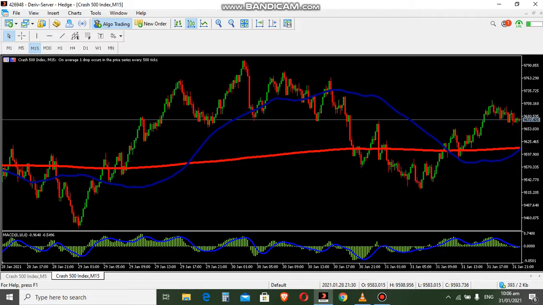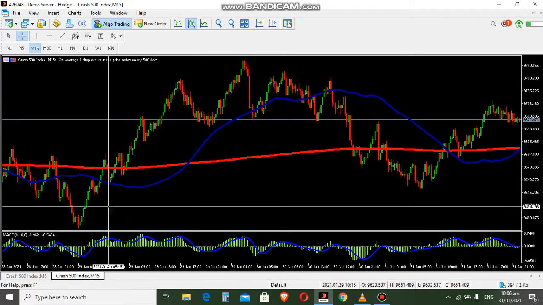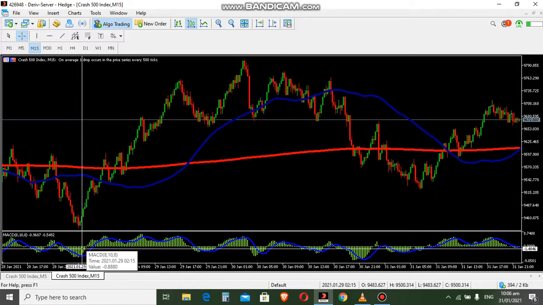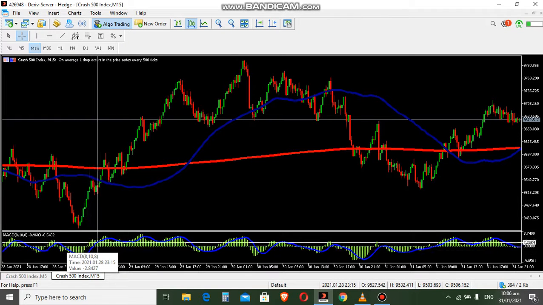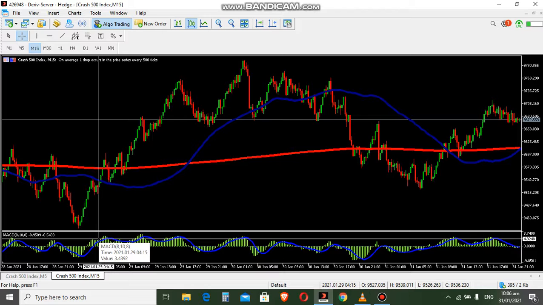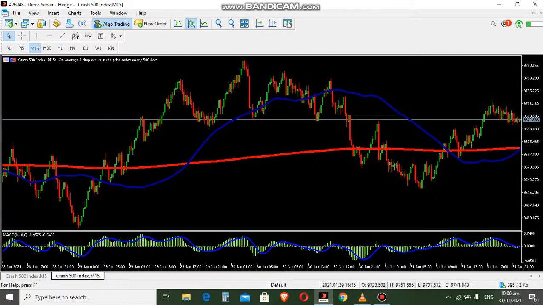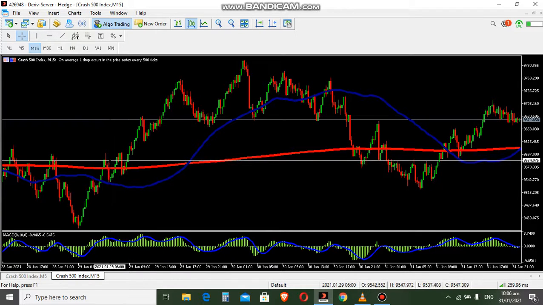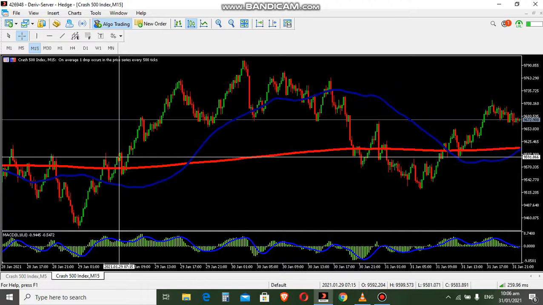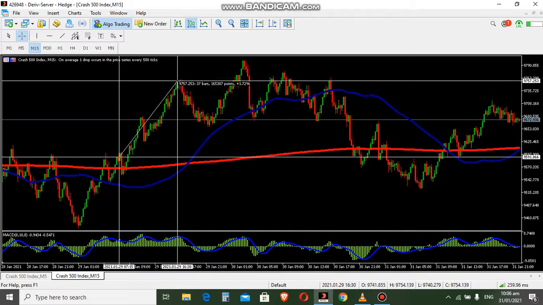Then the last confirmation is you check where the MACD is. If the MACD is also above the zero line, or the histogram is above the zero line, the green line here is the histogram. If it's above the zero, and this one is also above, then you will take a confirmed buy trade. So we can enter our buy trade here and see where we are.